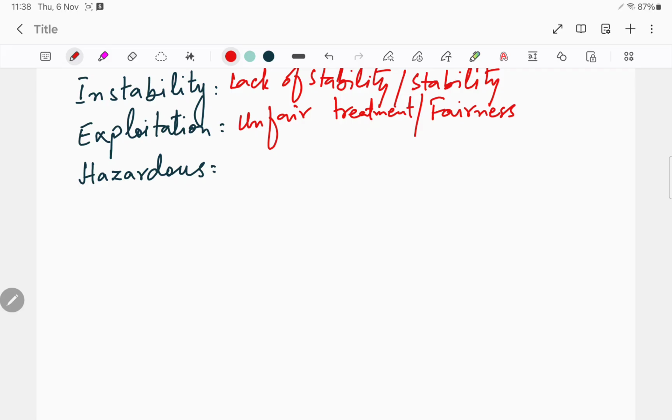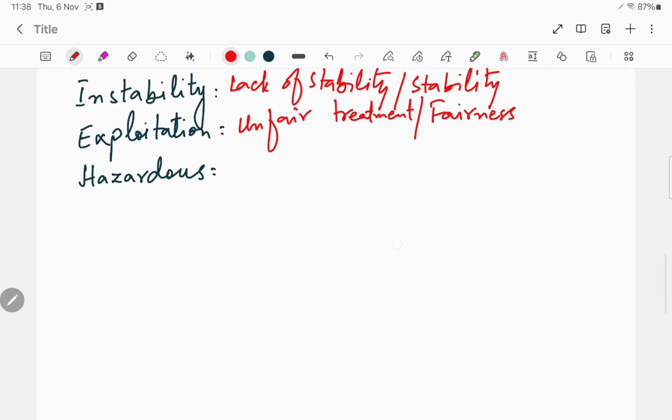The next word is hazardous. Hazard, as we've already said, is something blocking or putting something in danger. So hazardous means dangerous or risky, and the antonym can be something which is safe. The sentence can be many children in Pakistan work in hazardous condition instead of attending schools because of this poverty and overpopulation.